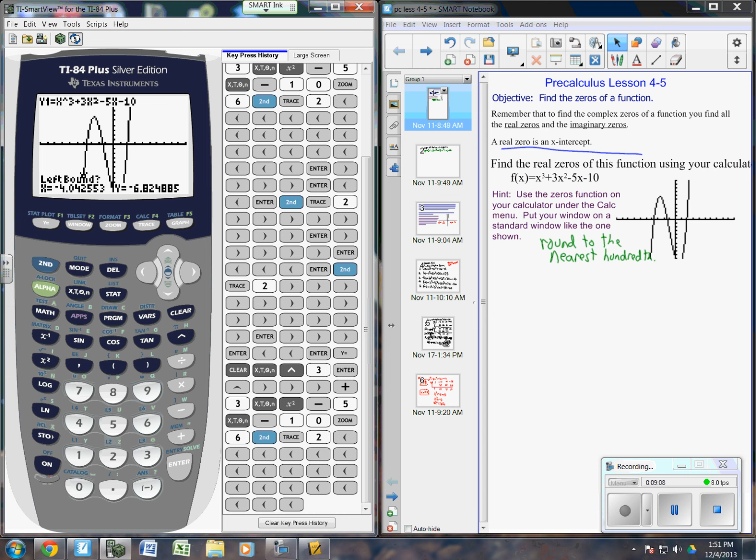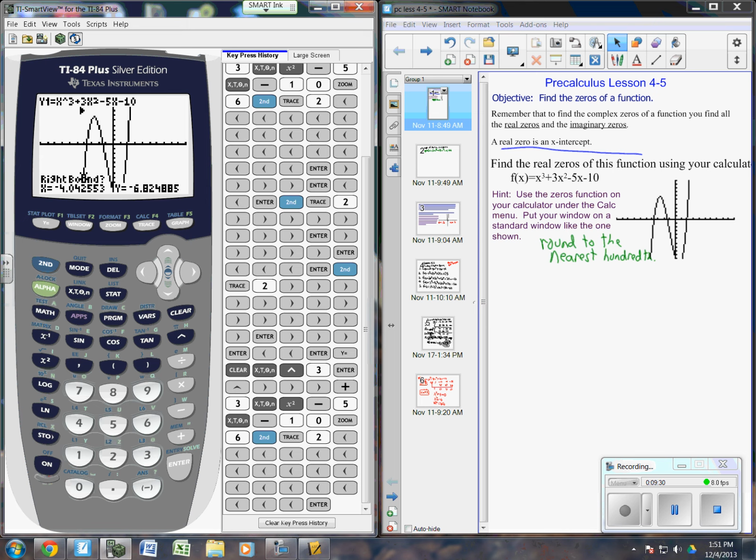Here's where it crosses right here. Right here is my cursor flashing. If I went straight up to the x-axis, is it to the left or to the right of the x-intercept? It's on the left side, isn't it? So I'm going to hit enter, and it's going to mark my left bound with that little arrow at the top. And it's pointing to the right, saying my zero's to the right of that.